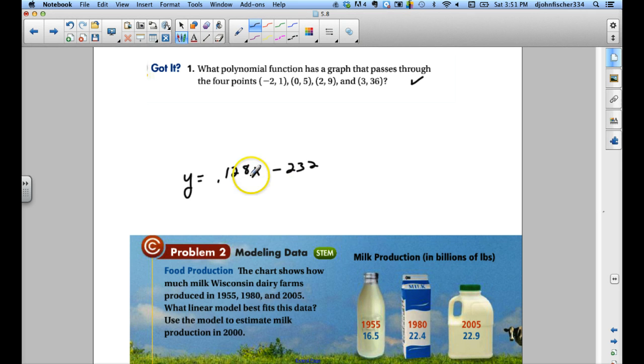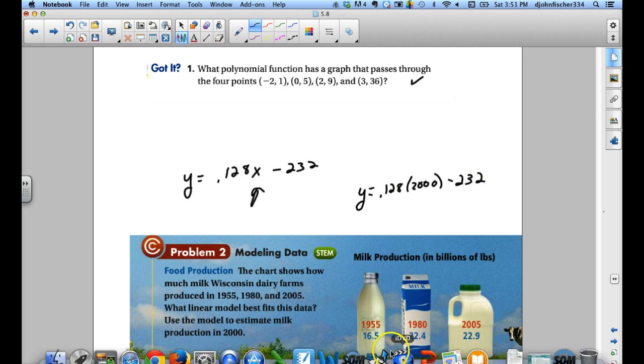So now, on this equation, now what model? Here's our model. There's 2 ways of doing it. We can put in the year just like we read it, or we could put in 55, 80, and 105, and that'll give us a different answer. Next, it says, what is the model for estimated milk production in 2000? Well, 2000 means we have to plug in our value here. So y is equal to 0.128 times 2000 minus 232.